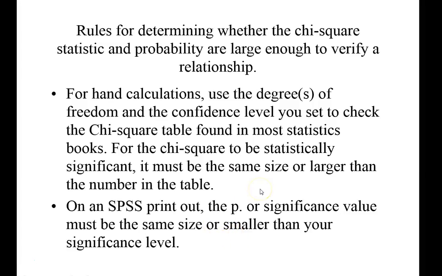Okay. Using the chi-square statistic, it must be large enough to verify a relationship. If you were doing it by hand, which we don't ever do anymore, we would compute it and then check the table, and it has to be equal or larger to be significant. We use SPSS, and on the printout, it's going to tell us our significant value.